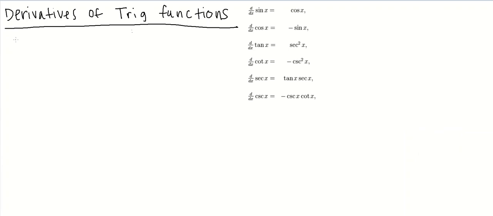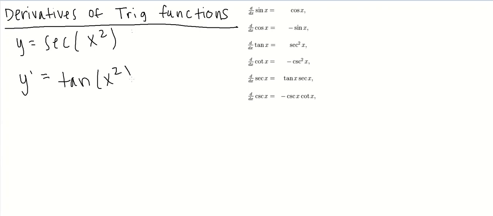The next example we're going to look at is y equals the secant of x squared, and we want to take the derivative of this. So again, not only are we going to have to know what the derivative of secant is, but this is going to be chain rule because our outside function is secant and then our inside function is this x squared. If we look on our table over here, the derivative of secant is tangent x times secant x. So when we take the derivative of secant, it's going to look like tangent of x squared times the secant of x squared.